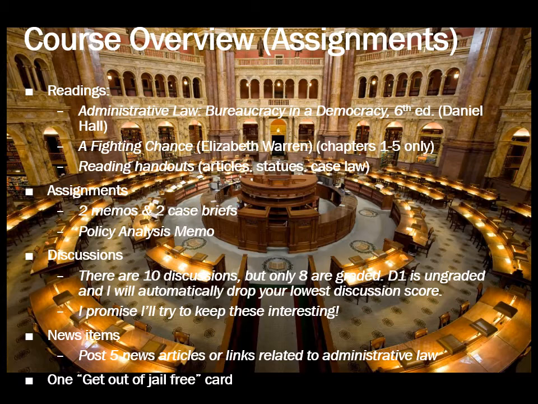The discussions and the news items are intended to be easy A's for you. I want the discussions to be engaging, but I understand that not everybody can be on every single week.